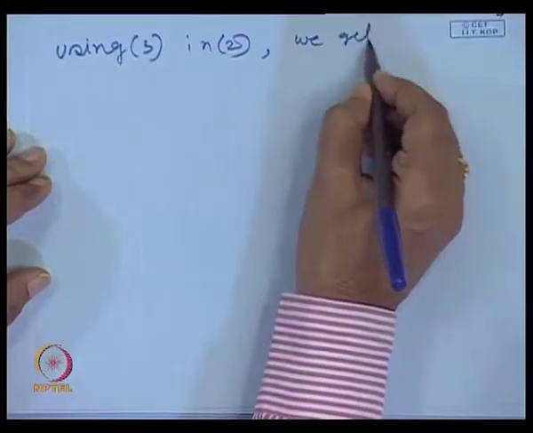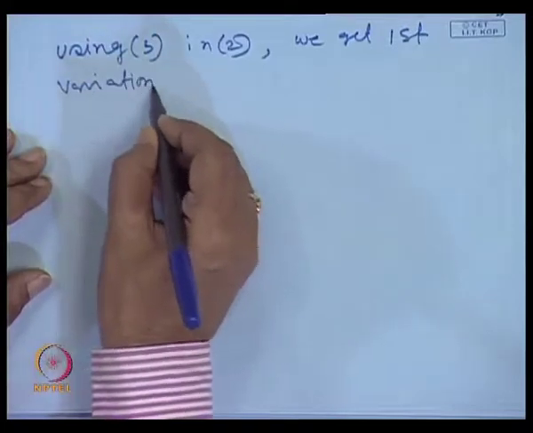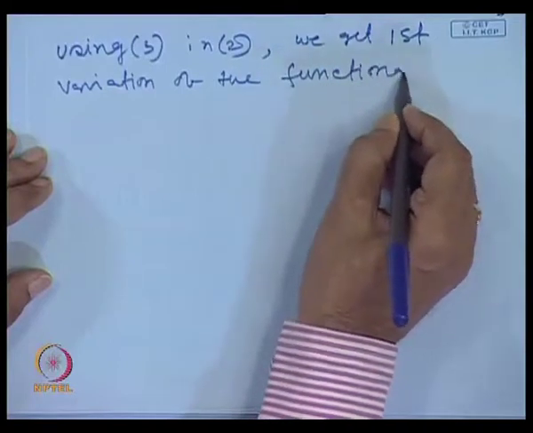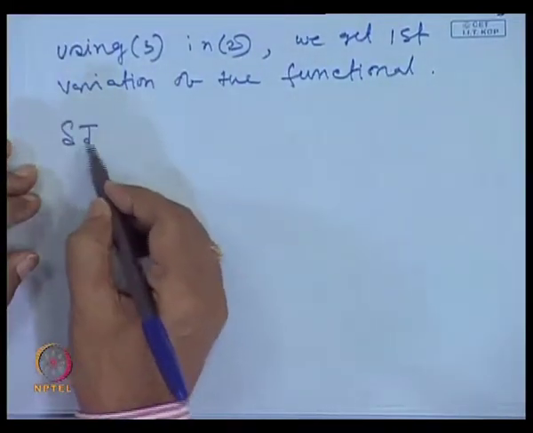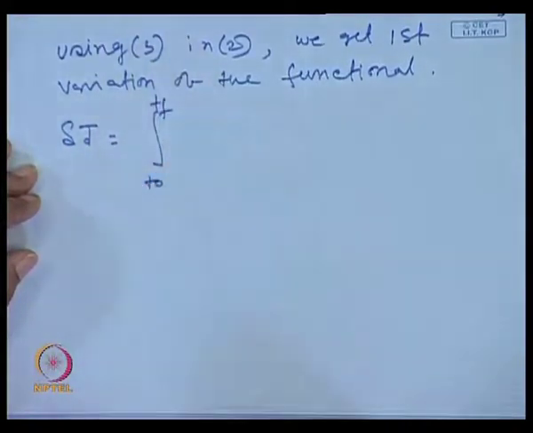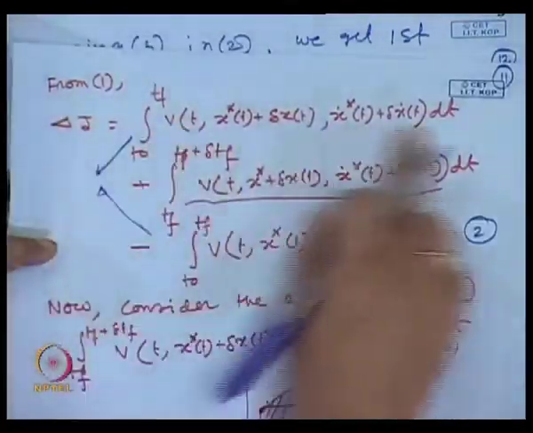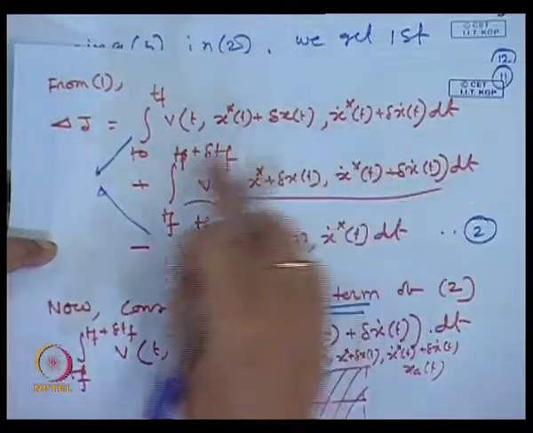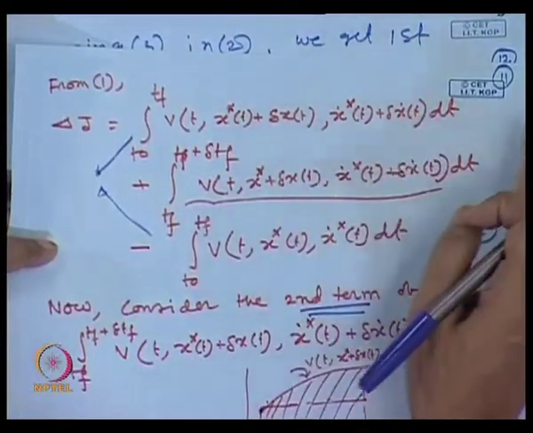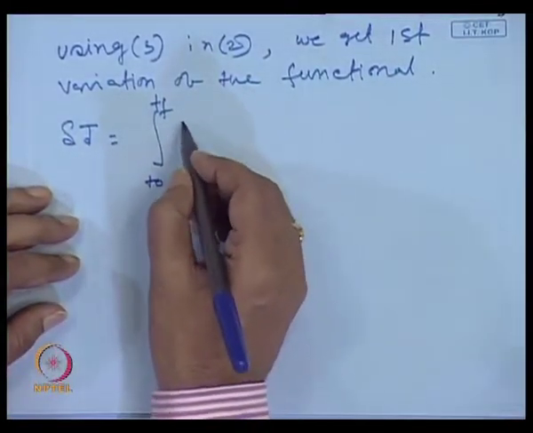we get the first variation of the functional, delta J, is equal to integral from t 0 to T f. I am not repeating this one. What I did here, if you recollect, is that you do the Taylor series expansion as before when both the points are fixed, then first order and second order terms you retain and higher order terms you neglect. Then you will get this type of thing.